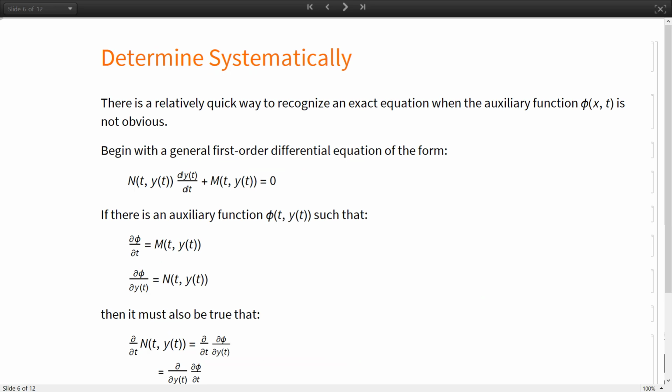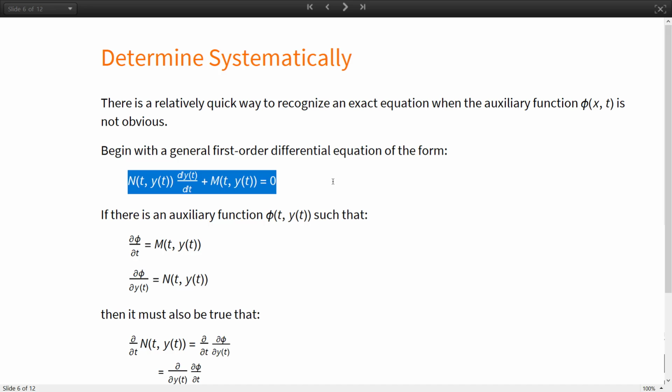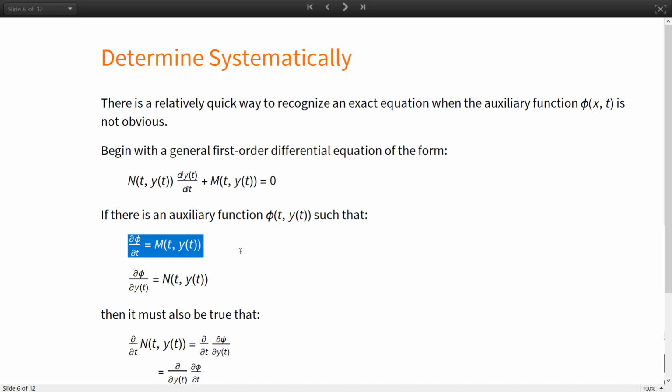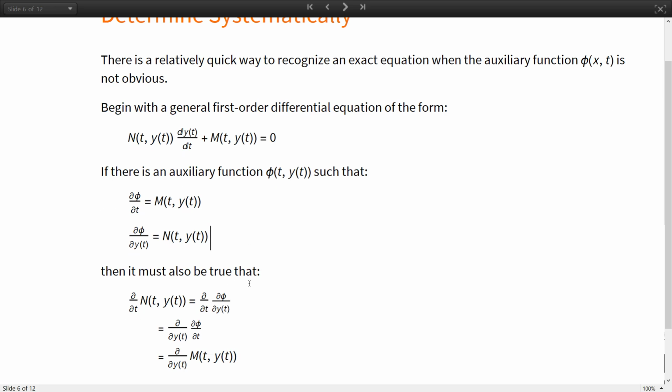There is a relatively quick way to recognize a differential equation as an exact equation even when the auxiliary function is not obvious. Begin with the general first-order differential equation we had considered earlier on in this lesson. If there is an auxiliary function, then it will satisfy these differential relations. The differential relations say that the M function is the partial derivative of the auxiliary function with respect to t, while the N function is the partial derivative of the auxiliary function with respect to y of t.